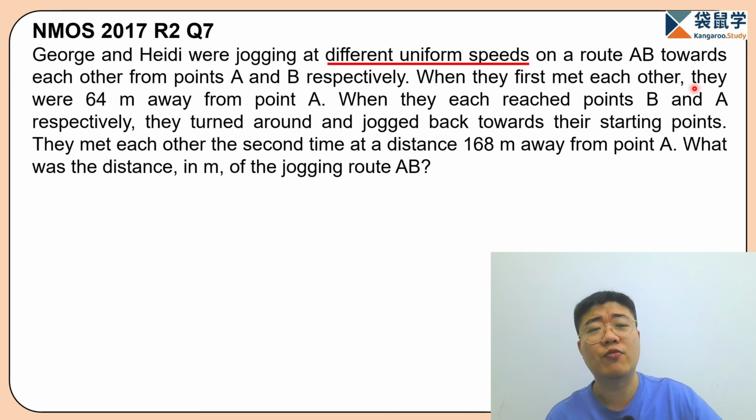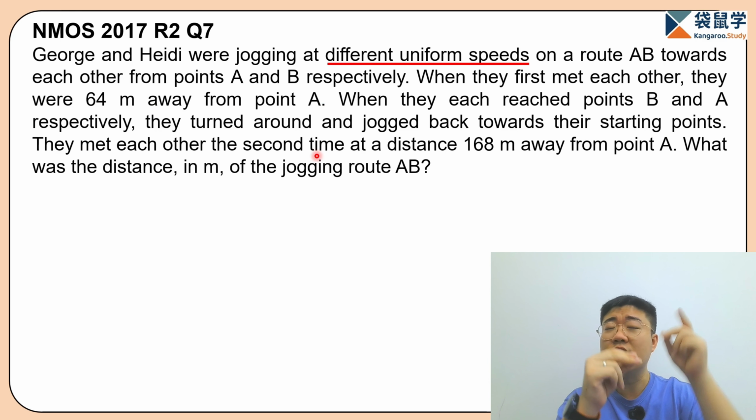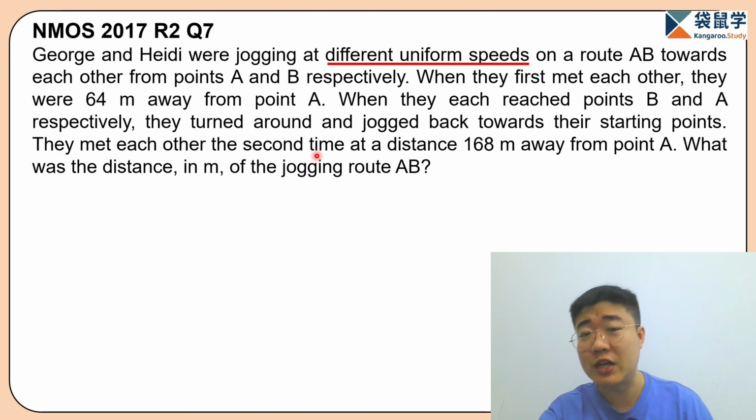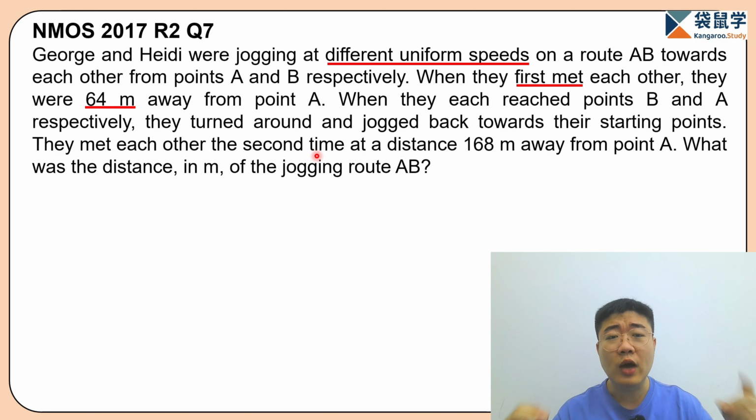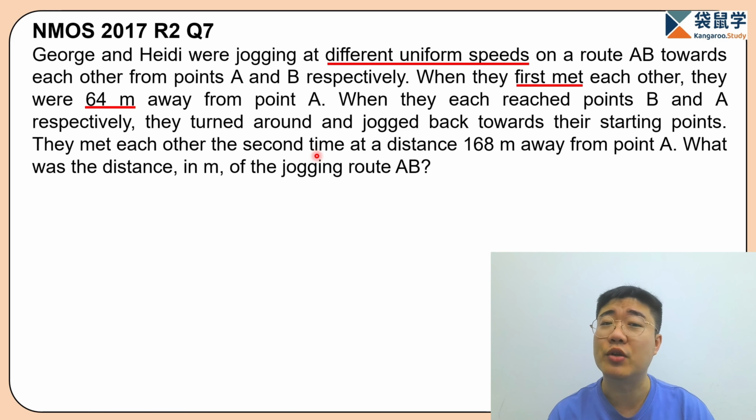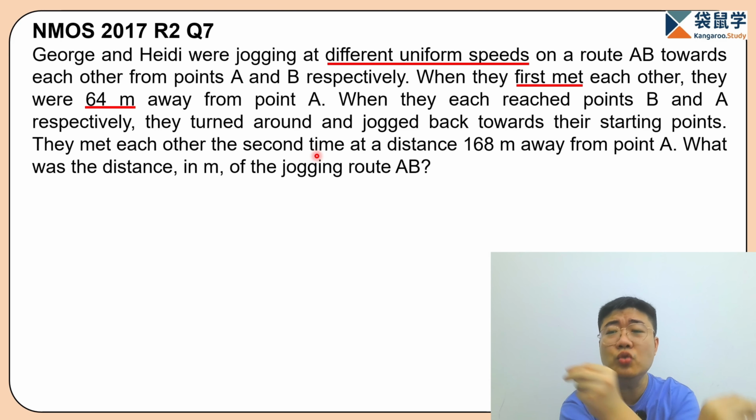It says that when they first met each other, they were 64 meters away from the point A. So when they travel towards each other, they are going to meet at this place 64 meters away from A. Now, when they each reach the point B and A respectively, they turn around and jog backwards towards their starting point. So after they met each other, they didn't just stop there, they continue to travel. After they reach their final destination, then they are going to turn back.